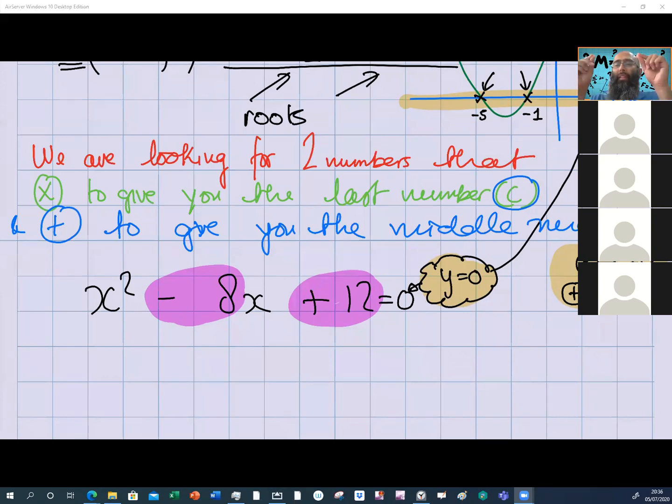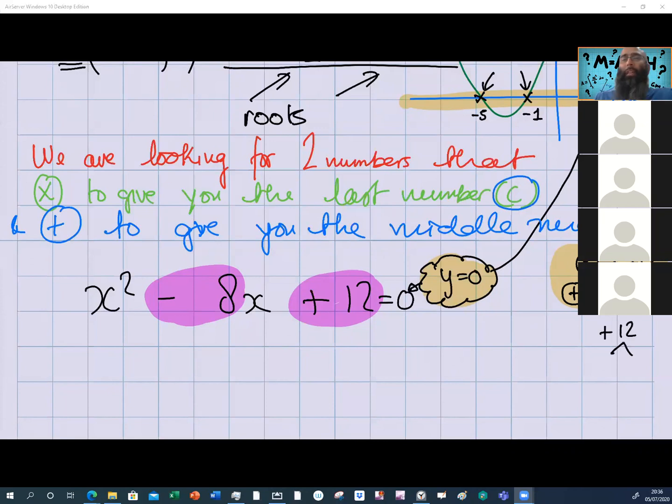So for each question, Eliza, you're going to be thinking about that. Multiply to give you plus 12 in this particular instance and add to give you minus 8. As long as you understand the beginning of that, you'll find the rest of the question will be easy peasy, lemon squeezy. Right, let's have a look at plus 12 now.